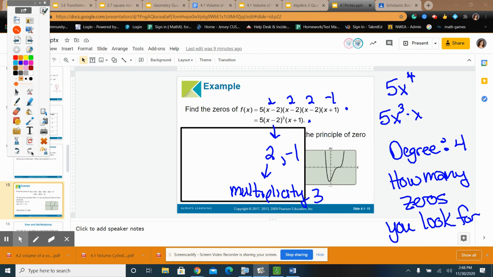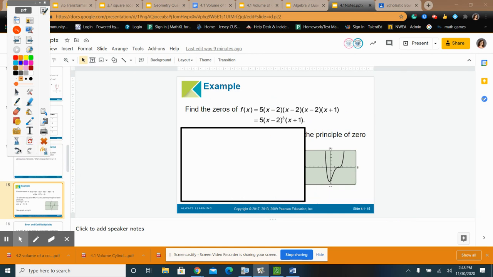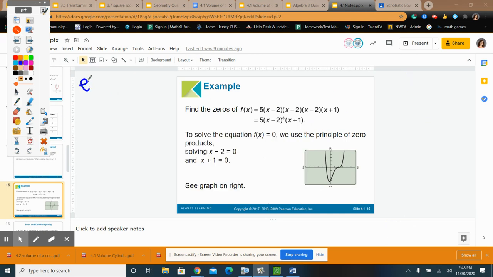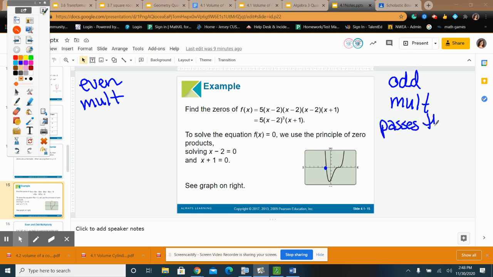And the way the graphs look can also give you a hint, because if you have even multiplicity, it will look different than if you have odd multiplicity. Okay, the first multiplicity was multiplicity 1, and that happened at -1. Do you see what the graph looks like, how it just passed straight through? Odd multiplicity, it passes through the x-axis.